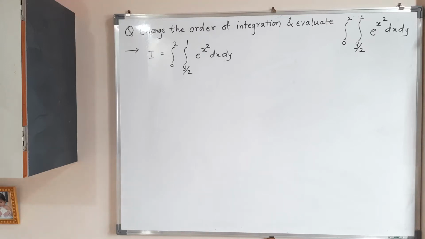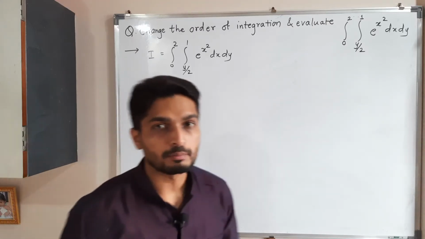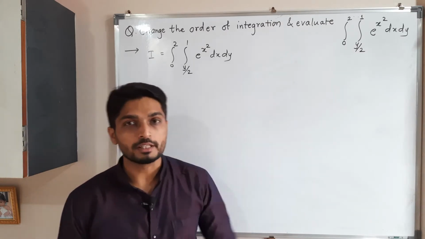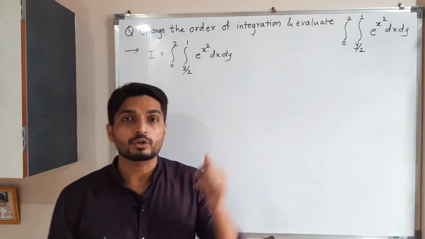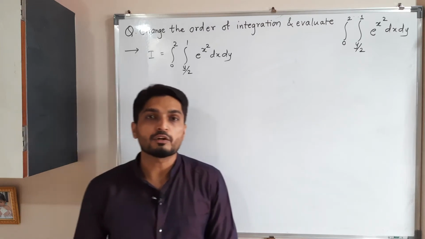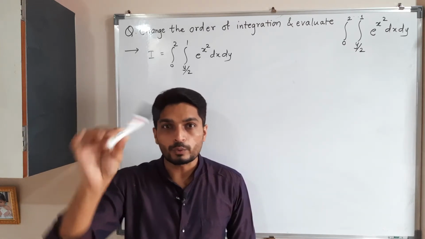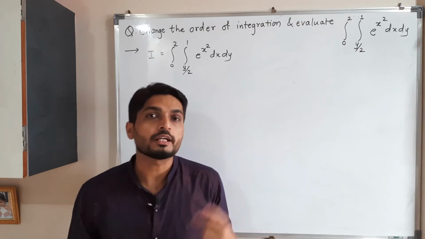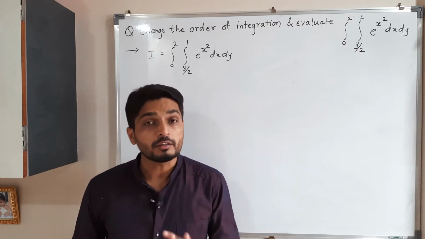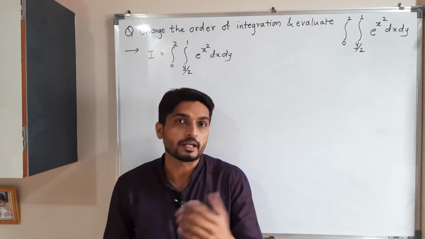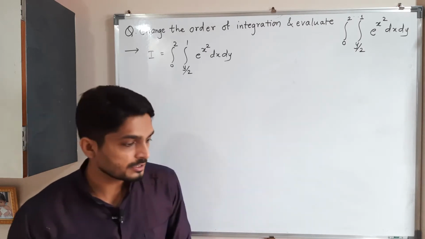Hi everyone. So let us discuss this example of double integration. In this example we have an integral and they have asked to change the order of integration. What is the meaning of that? That means if the given strip is vertical, we have to rotate it and make it horizontal, and then solve the problem. Or if the given strip is horizontal, we have to rotate it and make it vertical, and then solve the problem. Okay, so let us start.